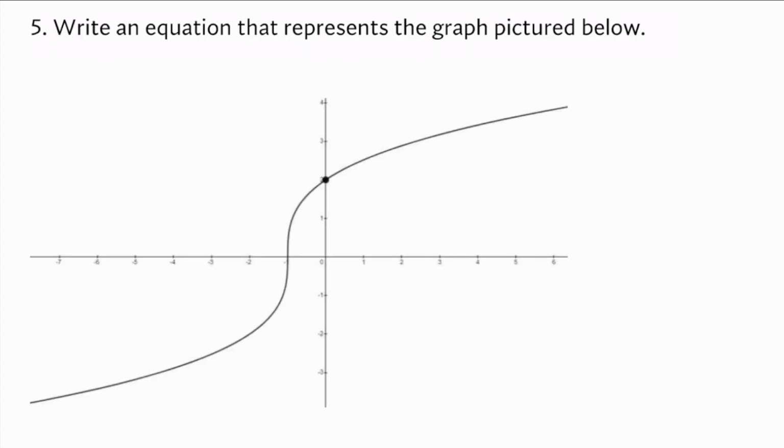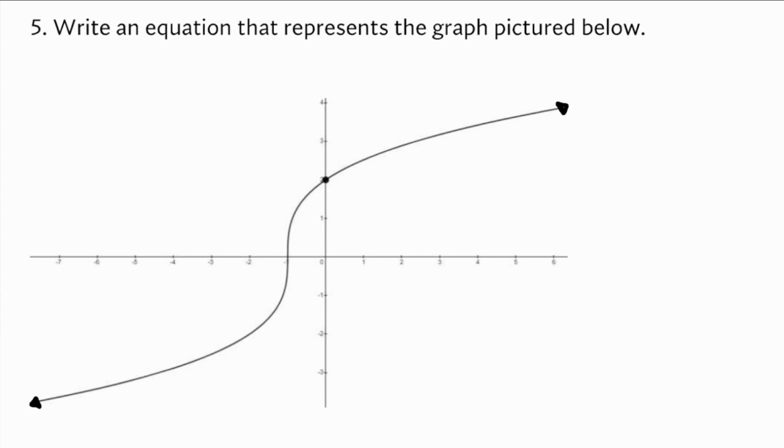All right, for the next two, we're going to write an equation that represents the graph. The first thing is to determine: are we looking at a square root graph or a cube root graph? This one's going to be a cube root graph because it's got two halves to it. A square root graph starts somewhere and ends somewhere. But this one doesn't have arrows on it, though I think it's implied that it goes on forever in those directions.